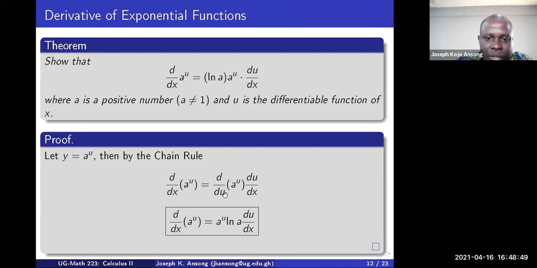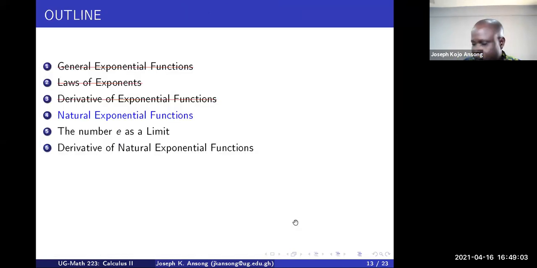And this is what we want to prove. So if you have this general case, this is how you do it: d/dx of a to the u is a to the u ln a du/dx. Good. So we are done with the derivative of exponential functions.